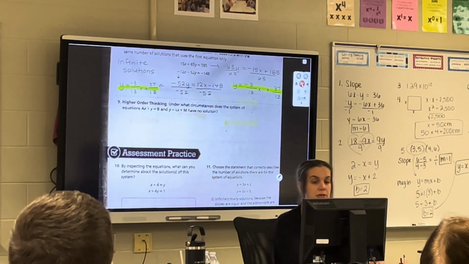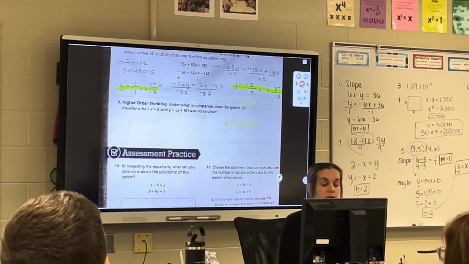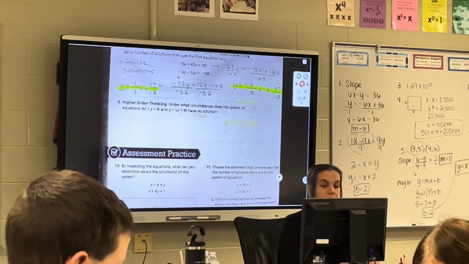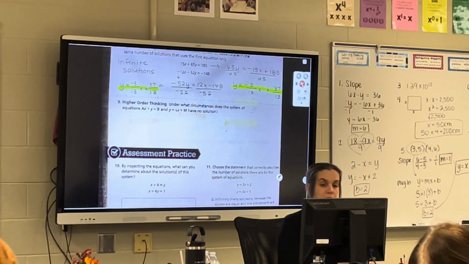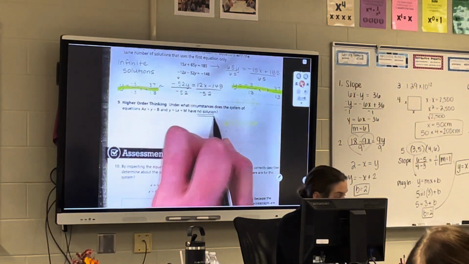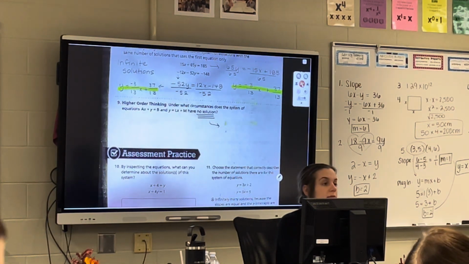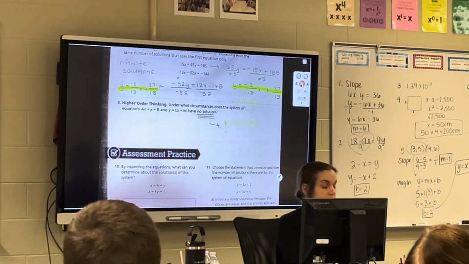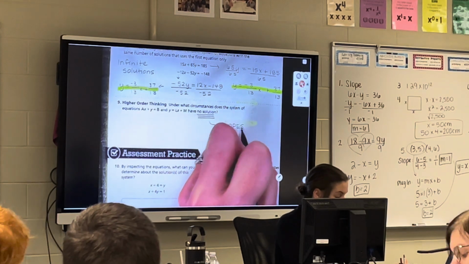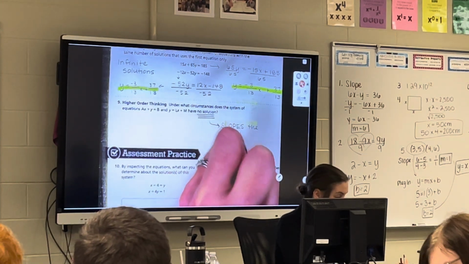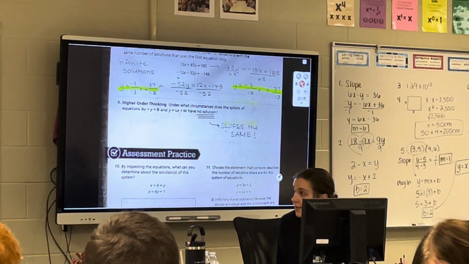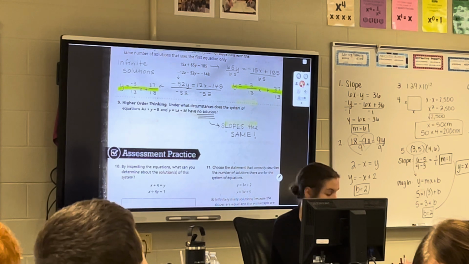Alright, number 9. Under what circumstances does the system of equations ax plus y equals b and y equals lx plus m have no solution? So think about what no solution means. What's the biggest thing when you have no solution? They're not all the same. Slopes have to be the same. That's the biggest point. Okay, slopes have to be the same and you have to have different intercepts.